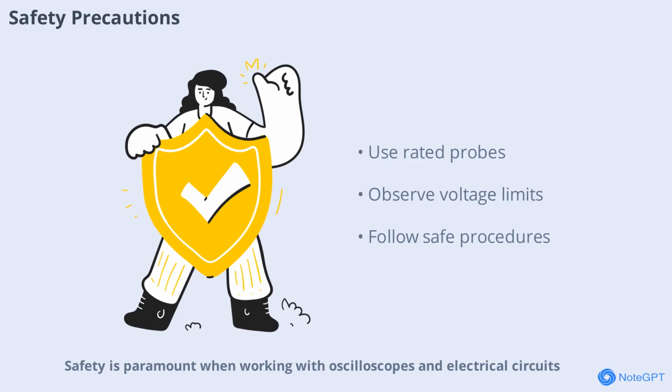Safety is paramount when working with oscilloscopes and electrical circuits. Always use properly rated probes, avoid exceeding voltage limits, and follow safe handling procedures. Understanding the risks and taking appropriate precautions protects both you and your equipment from harm.